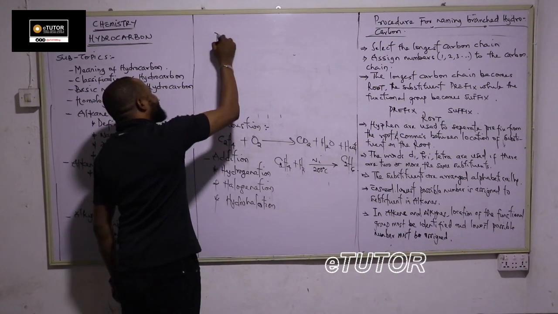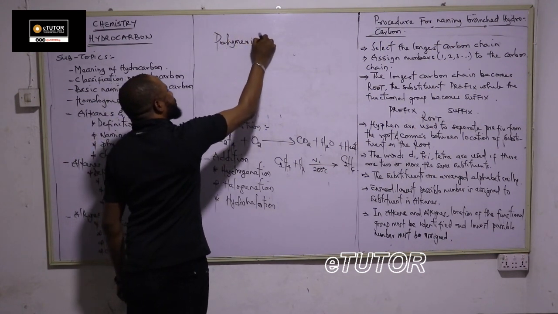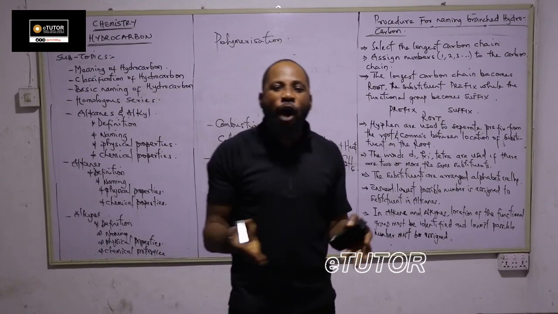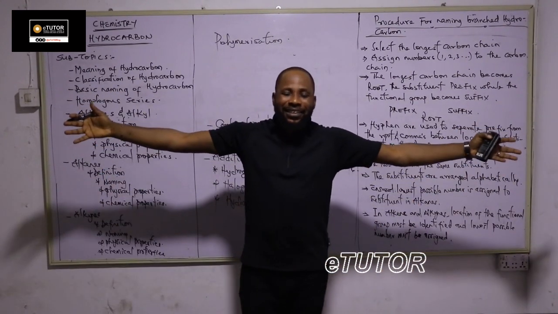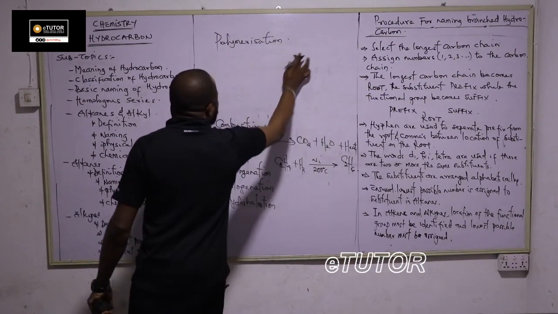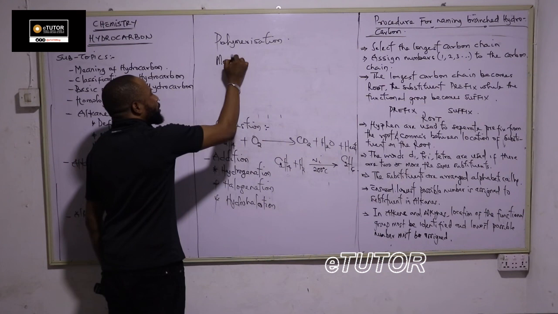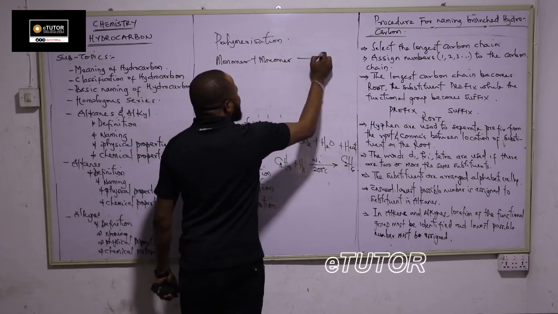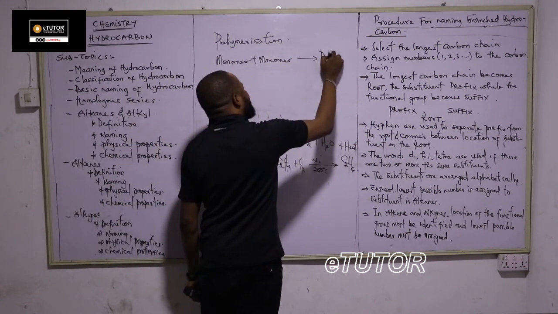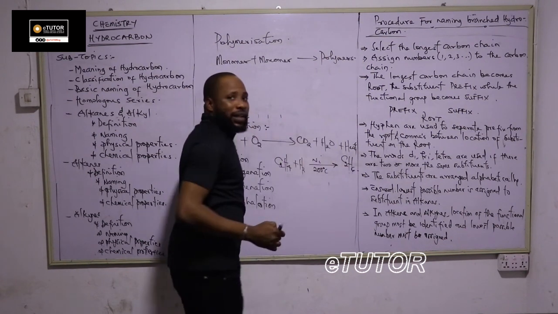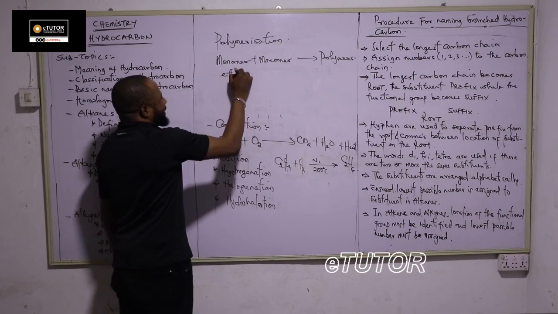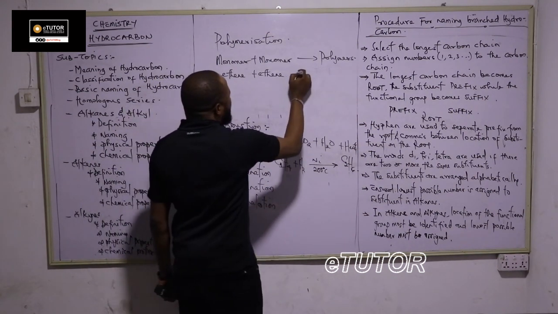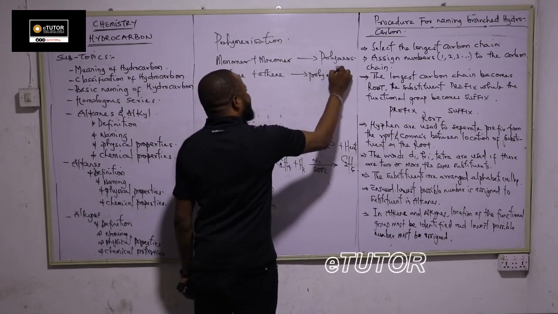We have polymerization. This is the addition of simple alkene family, called monomers, to form a giant alkene family called polymer. For instance, ethene: many monomers of ethene combine to form polyethylene.